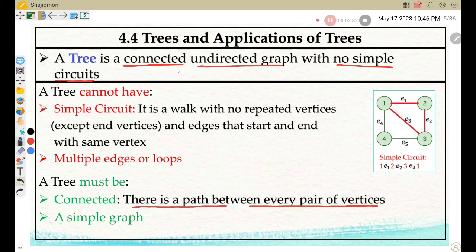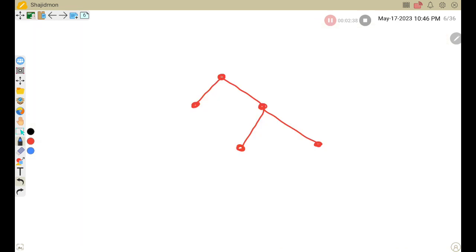For example, I can give one example here. I am just drawing one tree here, and there are some vertices I am highlighting. What is the condition we are telling? A tree is a connected undirected graph. Connected means if you take any pair of vertices, for example, this vertex, vertex number 1, and this is vertex 2, vertex 3, vertex number 4, vertex number 5.